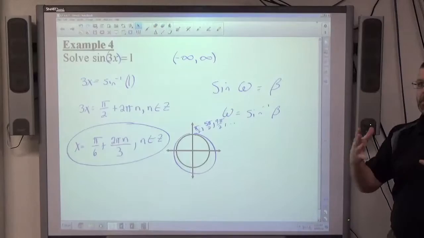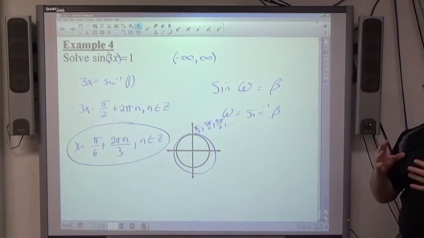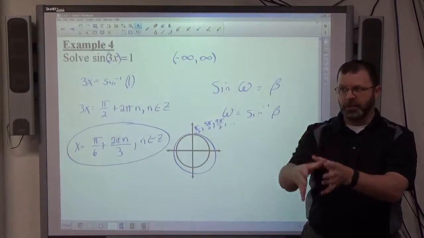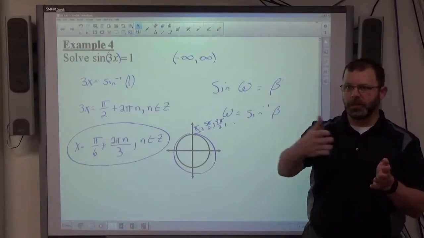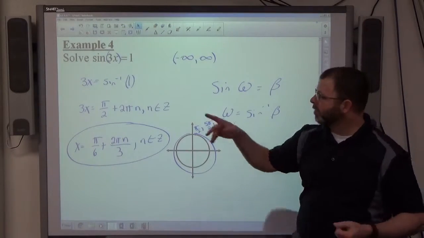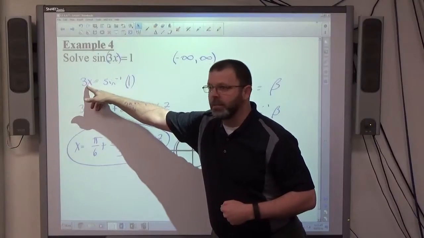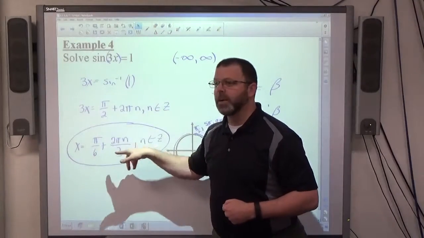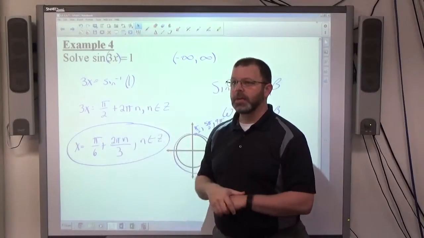So again, sine equals number. Don't focus on the argument, focus on the structure. Trig function of something equals number, inverse trig function equals answer, and then if that answer is for something that isn't x, then you have to divide it, the final step. For infinite answers, you've got to do it that way.